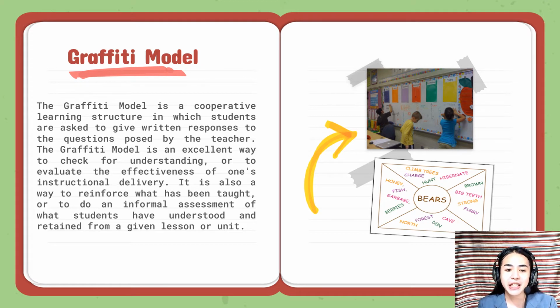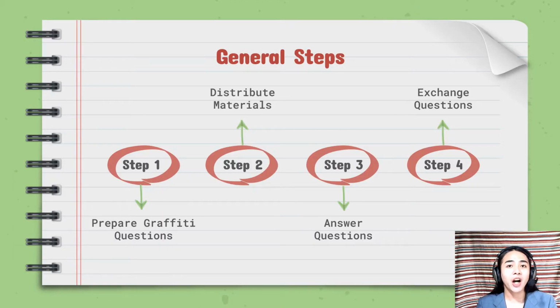So you can see here there is an example. So this is a graffiti. Yes, graffiti sheets, and this is how it looks like. Next, there are general steps in order for you to follow the graffiti model. So there are 6 steps. Okay, let's start with the first step. Step 1 is prepare graffiti questions.